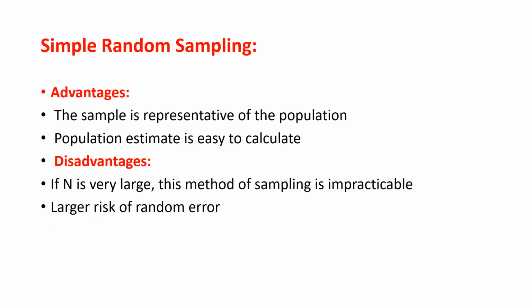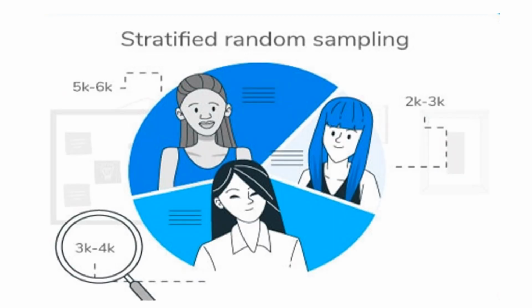What is the advantage of this method? In simple random sampling, the sample is representative of the population because equal chance is given to all units in the population of being selected. The population estimate is easy to calculate. The disadvantage being, if the N is very large, this method of sampling is impracticable and there is a larger risk of random error. Now coming to stratified random sampling.